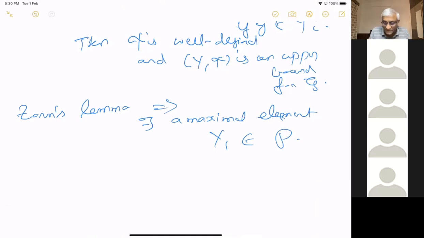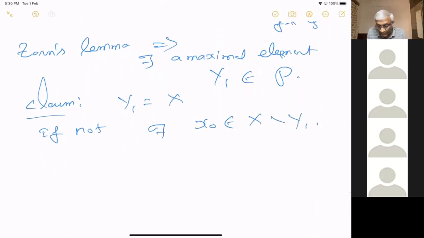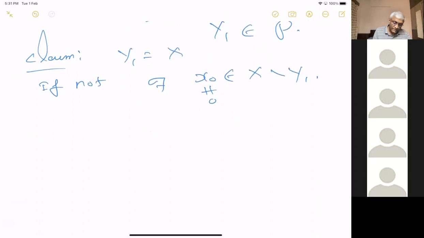So the claim is that this is the whole space. We are done if we show y1 is equal to X itself. If not, there exists x naught in X minus y1. So there is an x naught which is not in y1 but in X, and which is not equal to 0 also. It cannot be 0.